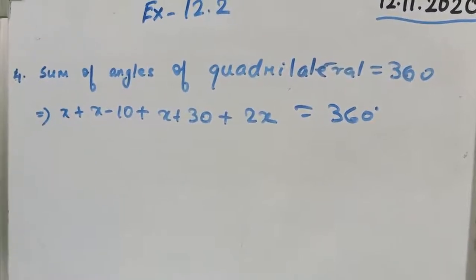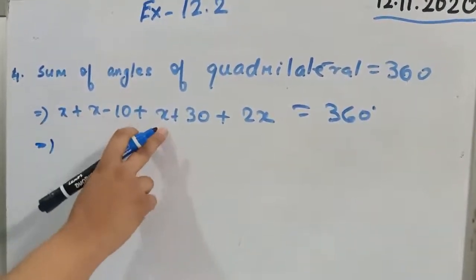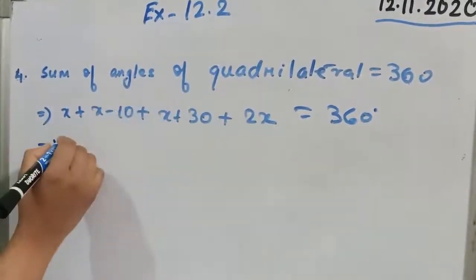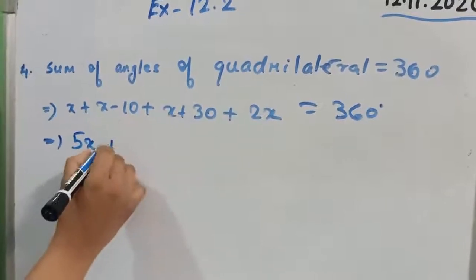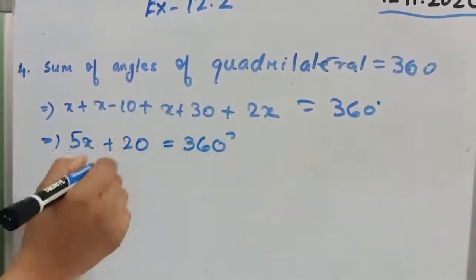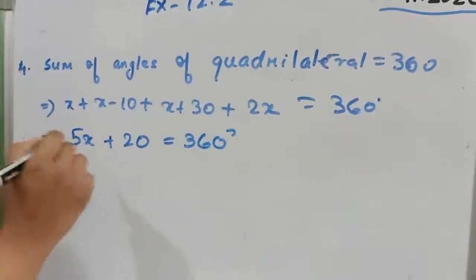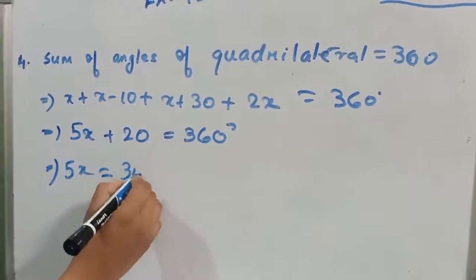x plus x is 2x, 2x plus x is 3x, 3x plus 2x is again 5x, and minus 10 plus 30 is plus 20 is equal to 360 degree, which implies 5x is equal to 360 minus 20 degree will be 340 degree.